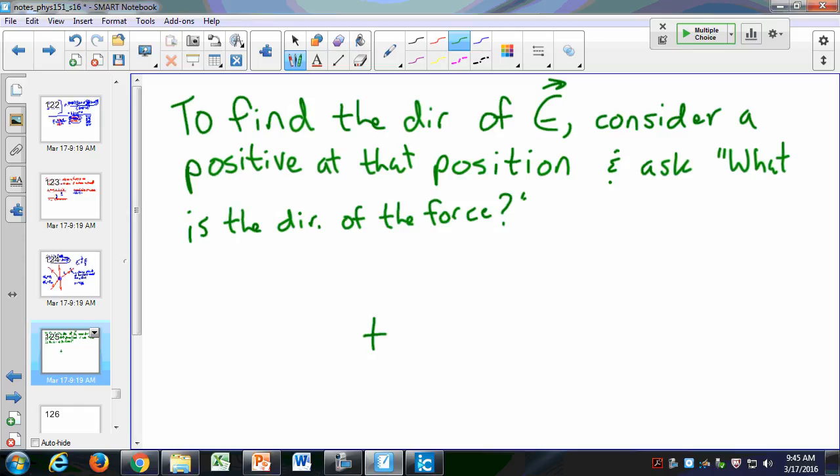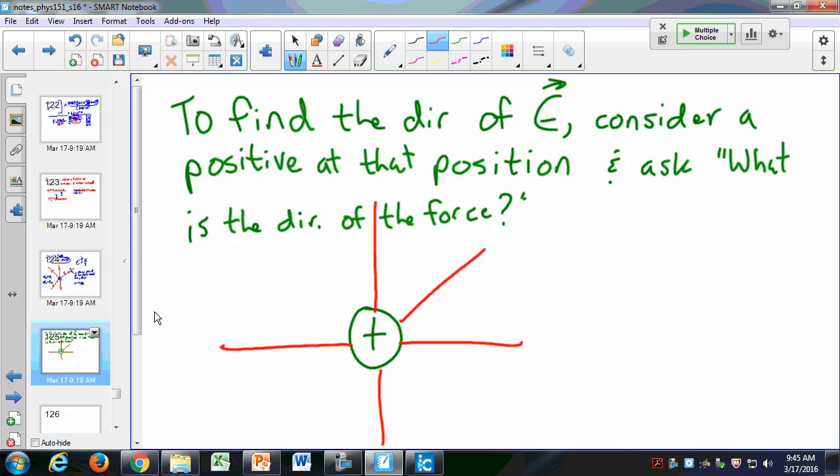So imagine that I have a positive particle. There is an electric field that emanates outward from this positive particle. All right, I want to know what the direction is. So I imagine that there is another positive particle out here. Now that positive particle here will have a force in which direction? To the left or to the right? To the right, because two positive particles are going to repel one another.